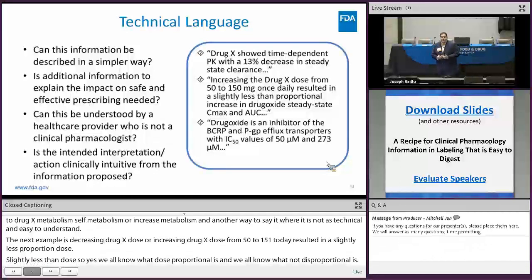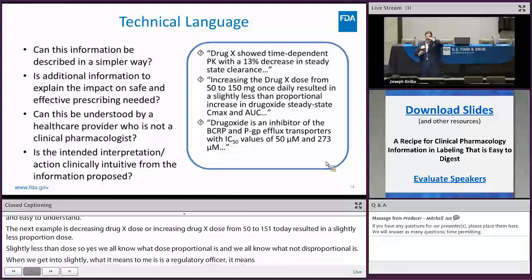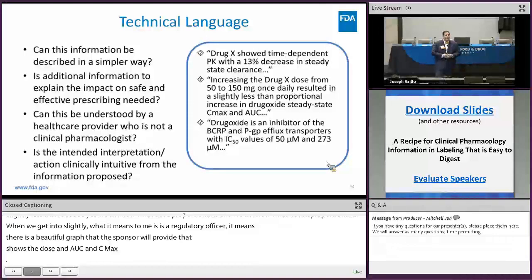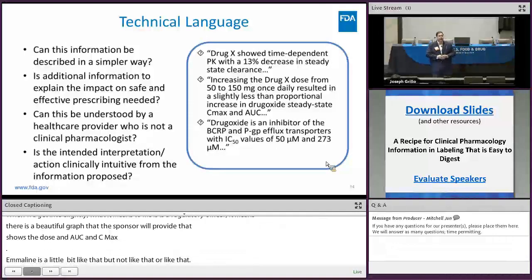But when we get into this sort of slightly, what it means to me as a regulatory officer, as a clinical pharmacologist, is there's a beautiful graph that the sponsor will provide for me that shows dose and shows the AUC and Cmaxes. And the line isn't exactly like that. It's a little bit like that. But it's not like that, or it's not like that. But generally, it's probably not an issue. I'm just paraphrasing from this. Now, there definitely could be places where it's an extremely low therapeutic index drug, and this information is important. But again, is this the way to communicate that fact?